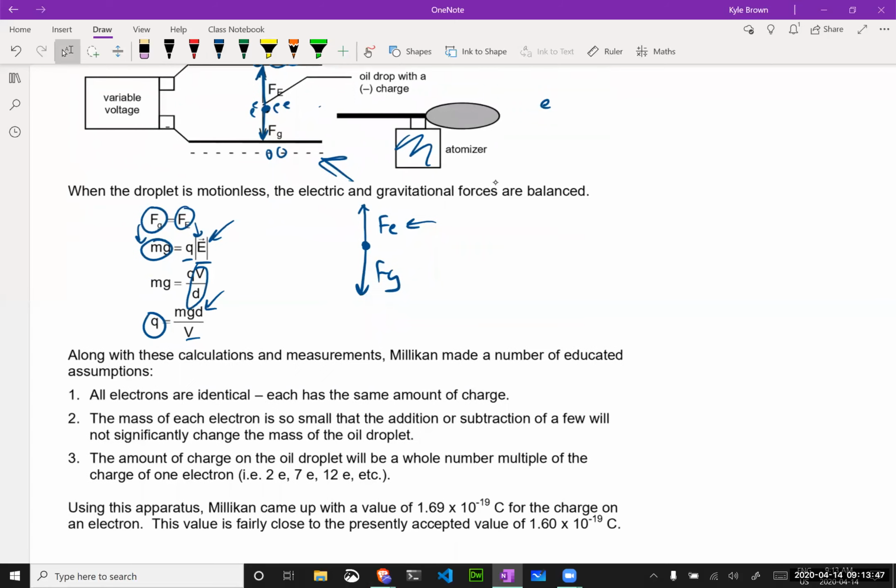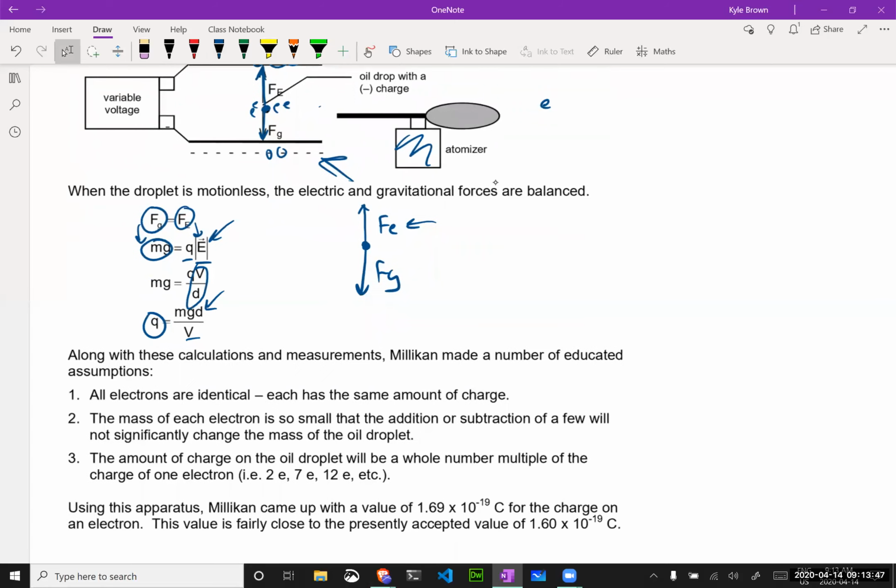So he says every one of these extra electrons sitting on this oil droplet has that charge, or some charge, right? The mass of each electron is so small that the addition or subtraction of a few will not significantly change the mass of the oil droplet. Even if I add 20 more electrons, that's not making any significant change to the mass, okay? The amount of charge on the oil droplet will be a whole number multiple of the charge of that one.